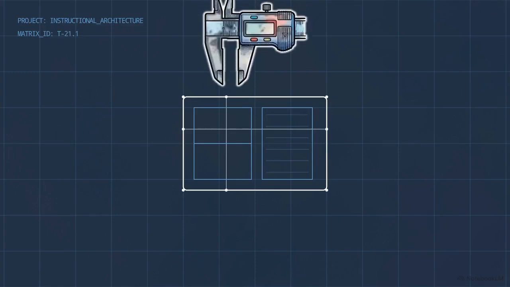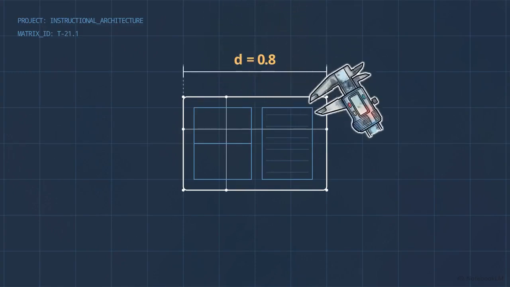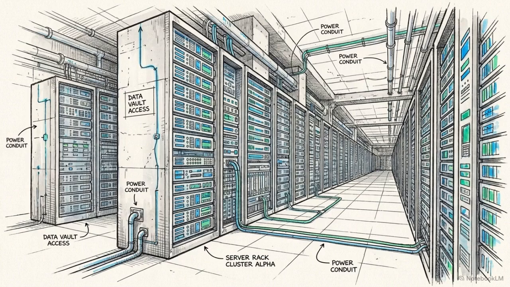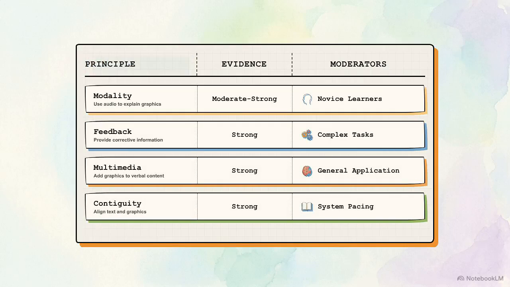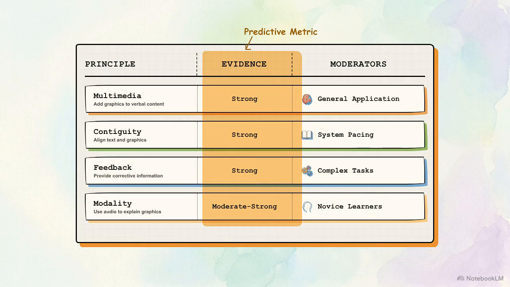We must treat instructional efficacy as an engineering discipline, where design choices are governed by quantitative effect sizes. And we do not have to guess what works. We have access to a central repository built from over 30 years of cognitive science meta-analyses. This matrix categorizes every major instructional intervention into specific data points. We can track the specific instructional principle, the strength of its evidence, and the moderators that dictate its use.